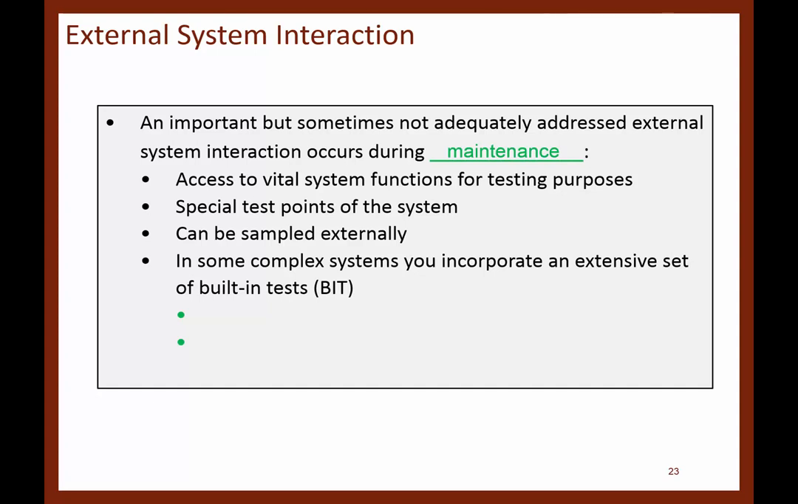there are some washing machines now that you can call about if you have a problem with them. You can call the service department and press a button on the washing machine, and it will beep. It will create a beep sound, and based on that beep sound that they hear through the phone, they can diagnose your machine. So that's an example of something that can be sampled externally.